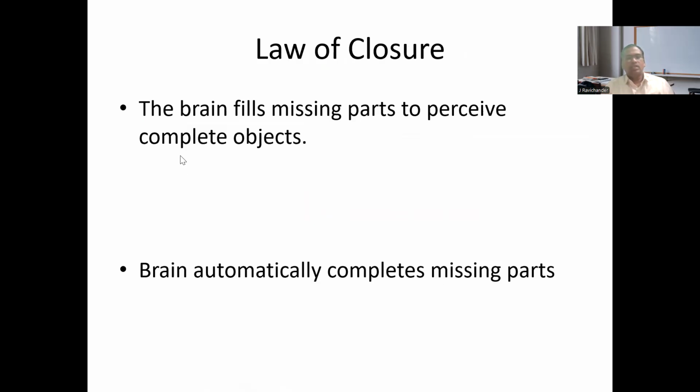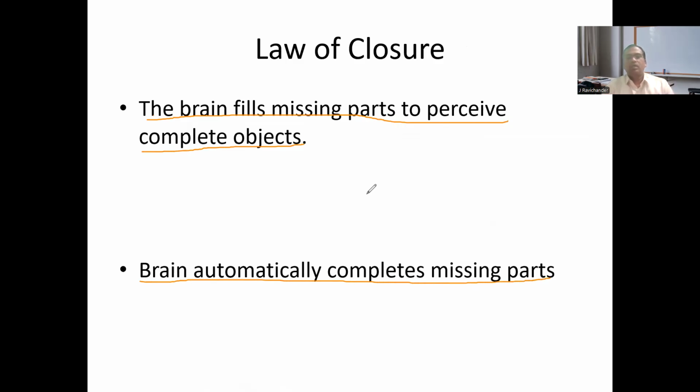Next, another one is the law of closure. In this law of closure, our brain fills missing parts to perceive complete objects. So that is called the law of closure. The brain automatically completes missing parts.